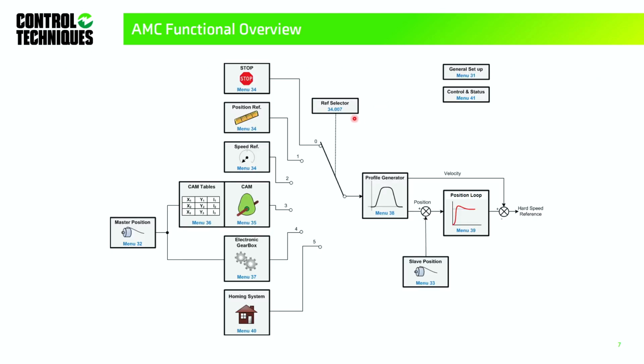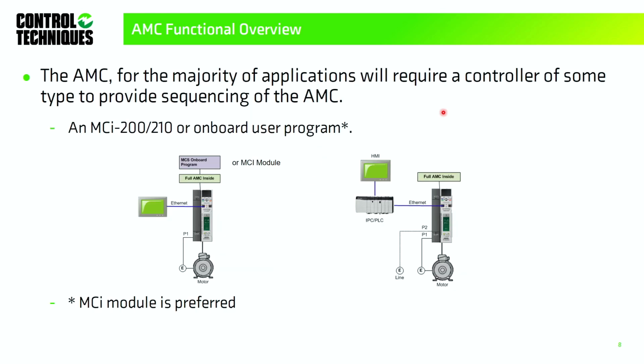The easiest thing to think of is, how am I going to switch between these modes? What's going to do that? There's a couple different options here. I prefer to use our MCI 200 or 210, our machine control module, to do this. That's what this graphic looks like here. But you could also use the onboard program, which is done with Machine Control Studio. So this is our PLC, as it were.